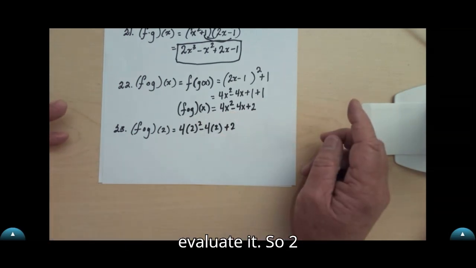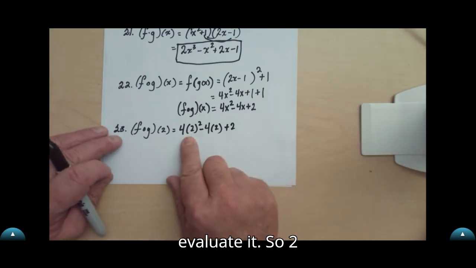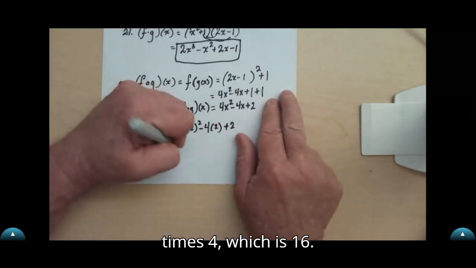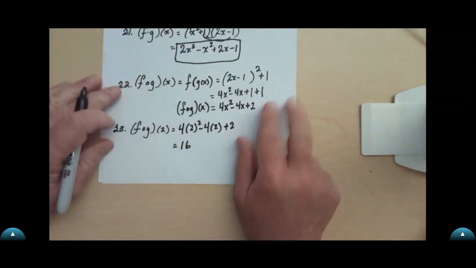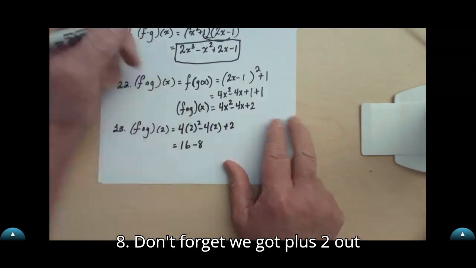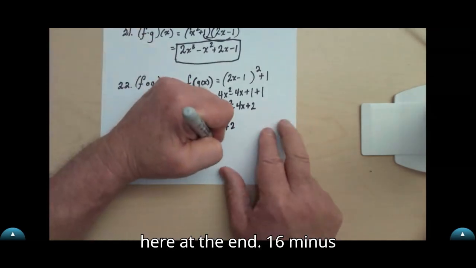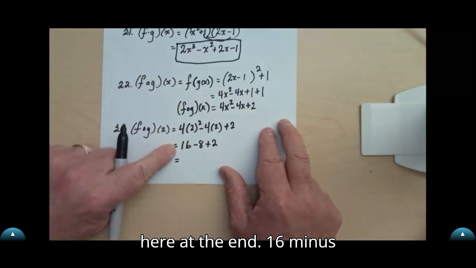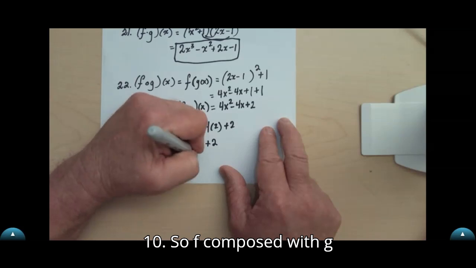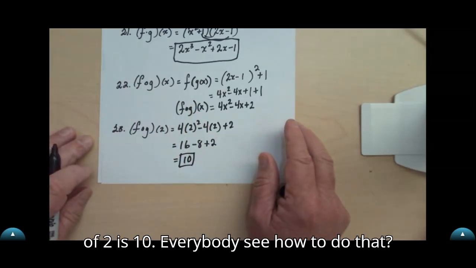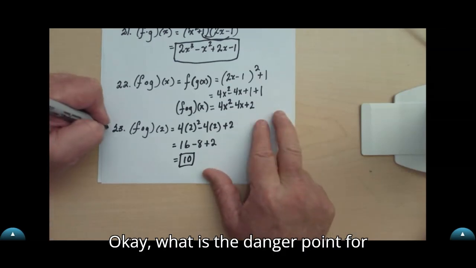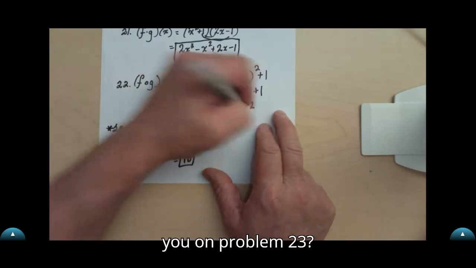And of course, I got to evaluate it. So 2 squared is 4. So I've got 4 times 4, which is 16. Then minus 4 times 2 is minus 8. Don't forget we got plus 2 out here at the end. 16 minus 8 is 8, and 8 plus 2 is 10. So f composed with g of 2 is 10. Everybody see how to do that? Okay, what is the danger point for you on problem 23?